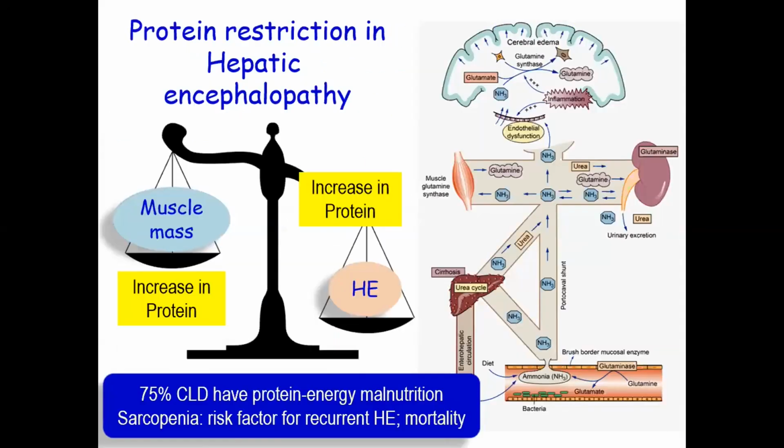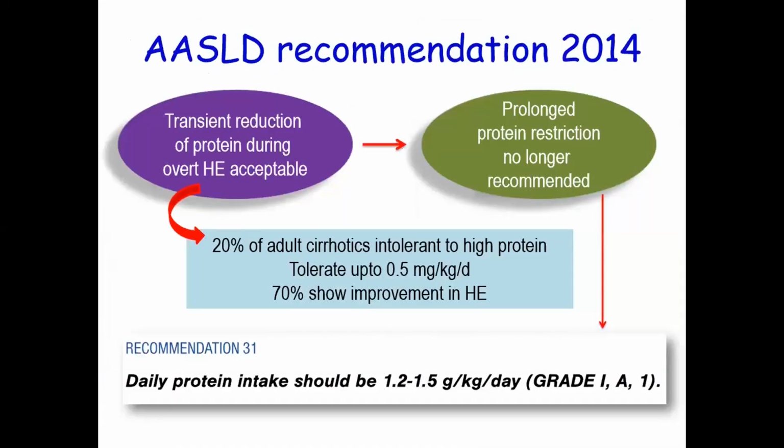Now, protein restriction in hepatic encephalopathy is a very controversial area. On one hand, the muscle mass is being lost, so you need protein. Sarcopenia is a situation where the muscle is being lost. You call it asthenia also. At the same time, if you give a lot of protein, it may result in hepatic encephalopathy because the liver is being bypassed and all your ammonia is going to bypass the liver, go from the muscle directly into the brain. So you need to have a fine balance here.